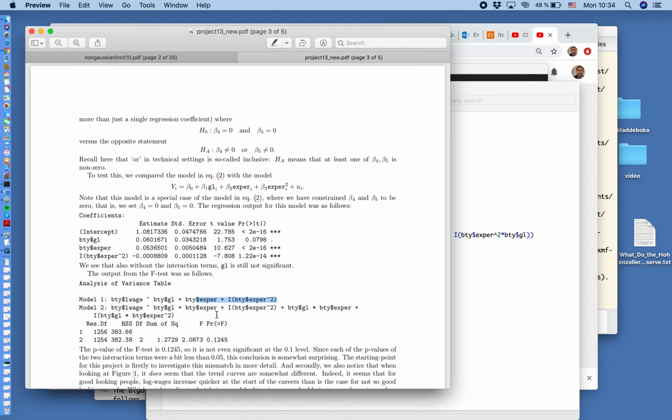So we're not testing whether these are different when it comes to the intercept term. They are not different when it comes to the intercept term. So we're not testing whether these two models are different when it comes to the intercept term.